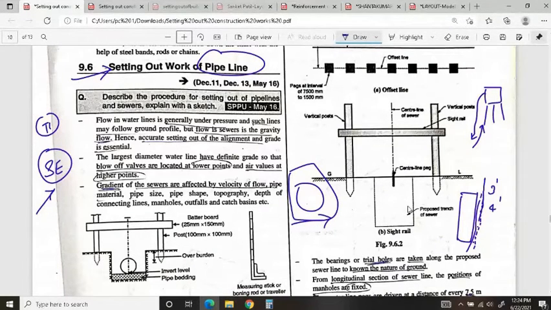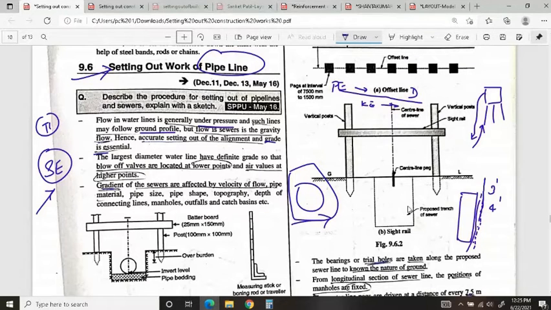So we will see for a bigger one, the flow in the water line is generally under pressure. Okay, such lines may follow the ground profile. See here, if the profile is a falling gradient, it means the potential energy will be converted into kinetic energy, and the water will flow with gravity. Okay, this is called downstream. But the flow is severe in gravity flow. Hence, the accurate setting of the alignment and the grade is essential.